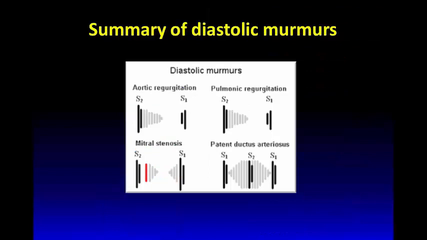So we finished with the description of the important diastolic murmurs, and here we have the phonocardiographic recording of these important diastolic murmurs. So this is the early diastolic decrescendo murmur of aortic regurgitation. This is again the early diastolic decrescendo murmur of pulmonary regurgitation. This is the mid-diastolic to early systolic murmur of mitral stenosis, the rumbling murmur. This is the opening snap.